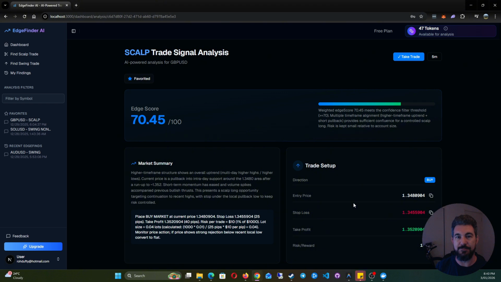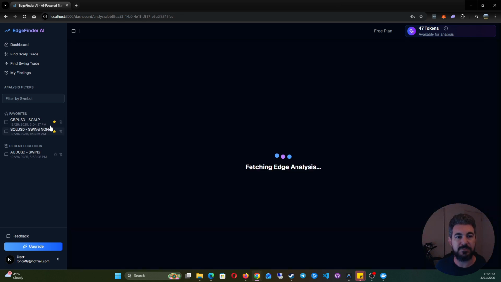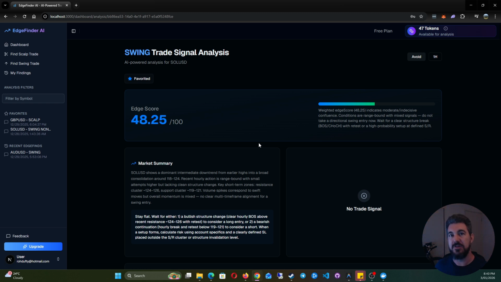I do agree. And with the journal, we'll be able to journal these and see what its win rate is moving forward over a few periods of months. So let's have a look at what it looks like when it suggests not to take a trade. So this is what it looks like.